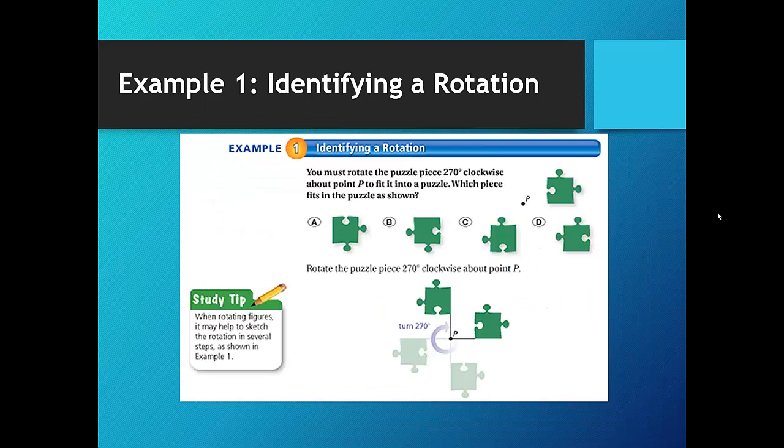For our first example, we're identifying a rotation. You must rotate the puzzle piece 270 degrees clockwise about point P to fit it into a puzzle. Which piece fits in the puzzle as shown?